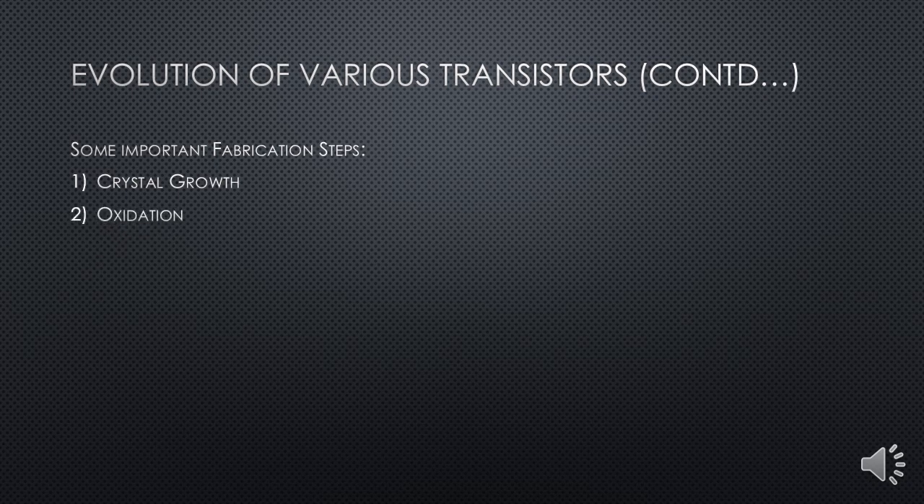So next is the oxidation. The oxide layer will be used multiple times during the fabrication process, because it has some good properties. It is good as an insulator. It has good insulating properties, good dielectric properties, and good mask properties. I'll explain what I mean by all of these soon.